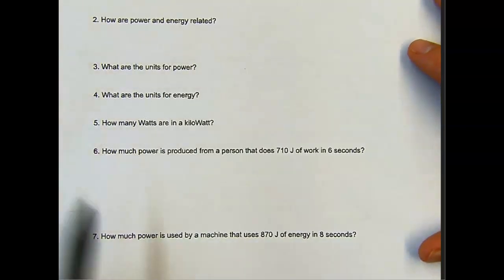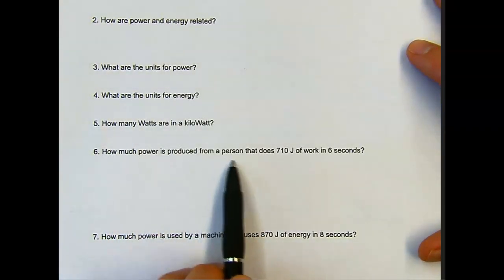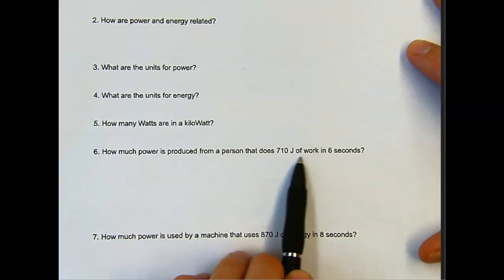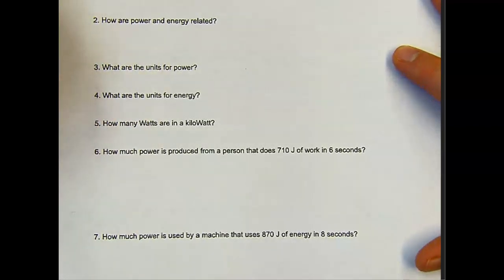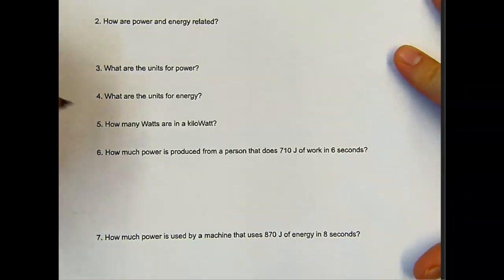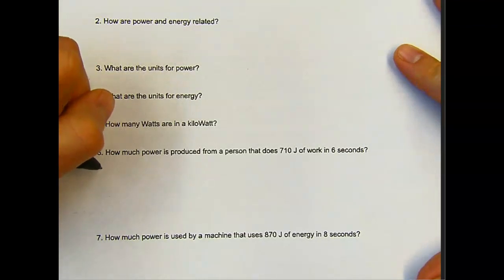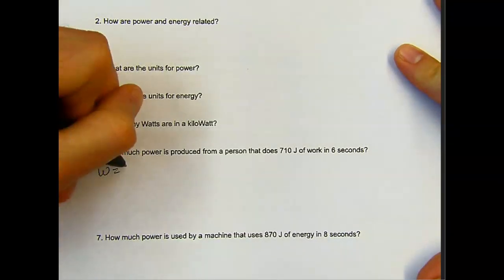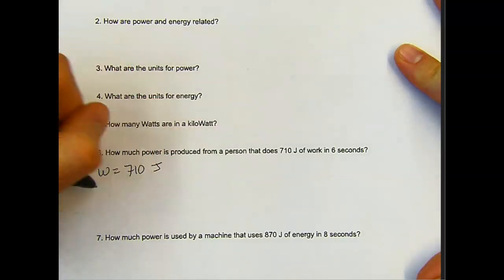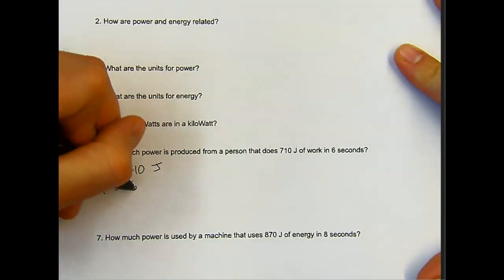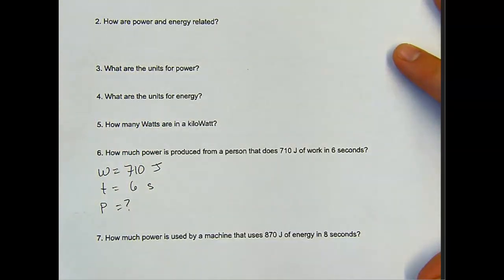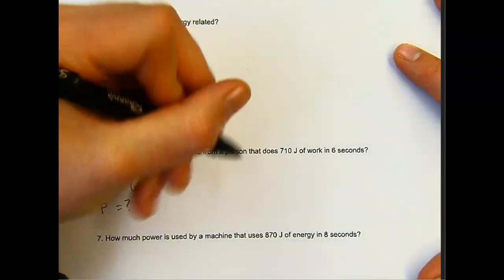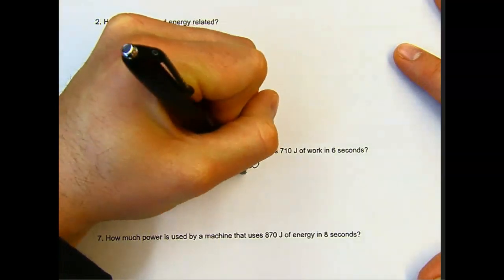In this case, we have a question: how much power is produced from a person that does 710 joules of work in 6 seconds? From here, you might want to think about what equation you use or things that you might know. I always encourage you to write down what are the things that you know. I know the work is 710 joules. I know the time is 6 seconds. What I don't know is the power. There's an equation that you should use from your notes. Power is the work divided by the time.